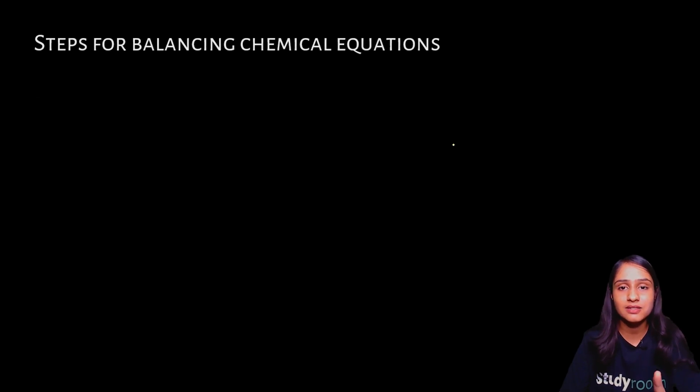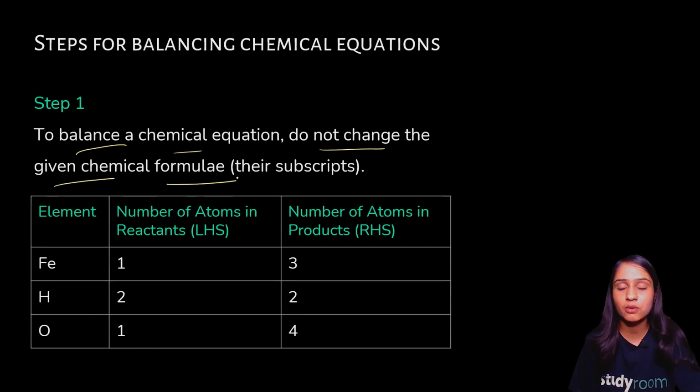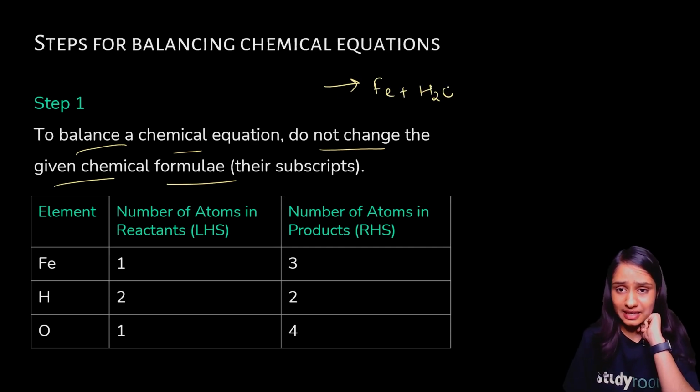So, steps of balancing a chemical equation. Step 1. To balance a chemical equation, do not change the given chemical formula. I told you, right? You need not alter the equation which is given to you. Keep it as it is.